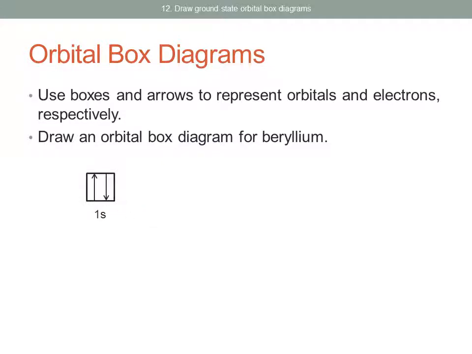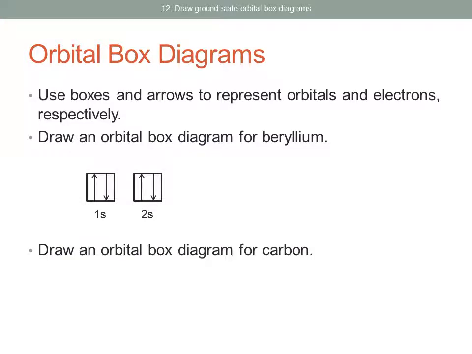So now we go to the next sublevel, which would be 2s. And again, s's just have one orbital, so we draw one box. We've labeled it 2s. And then we'll have 2 electrons in this. And that's it, because beryllium only has 4 electrons. So the electron configuration would be 1s2, 2s2, if we were to write that out.